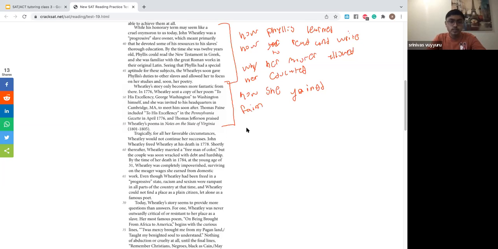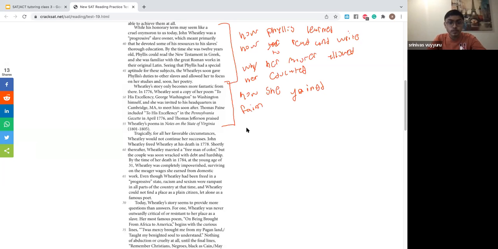Tragically, for all her favorable circumstances, Wheatley could not continue her successes. John Wheatley freed Wheatley at his death in 1776. Shortly thereafter, Wheatley married a free man of color, but the couple was soon racked with debt and hardship. By the time of her death in 1784, at the young age of 31, Wheatley is completely impoverished, suffering on the meager wages she earned from domestic work.